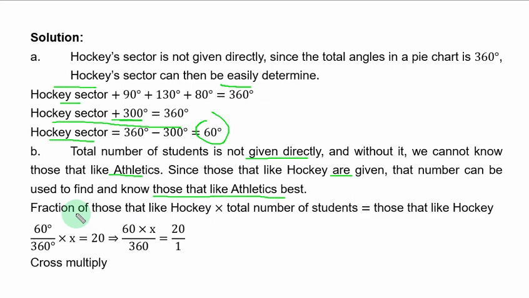Now, fraction of those that like hockey times total number of students is equal to those that like hockey. From this expression, we want to get total number of students. The required fraction is simply sectorial angle for hockey over total angles in the circle. We are denoting total number of students by S equal to those that like hockey.